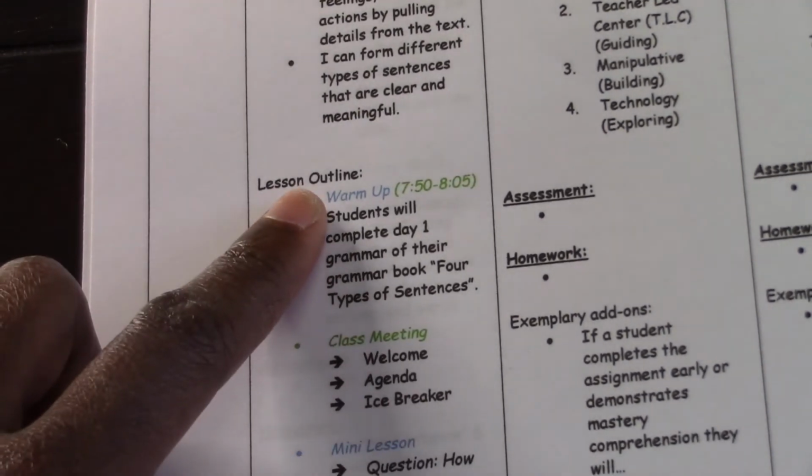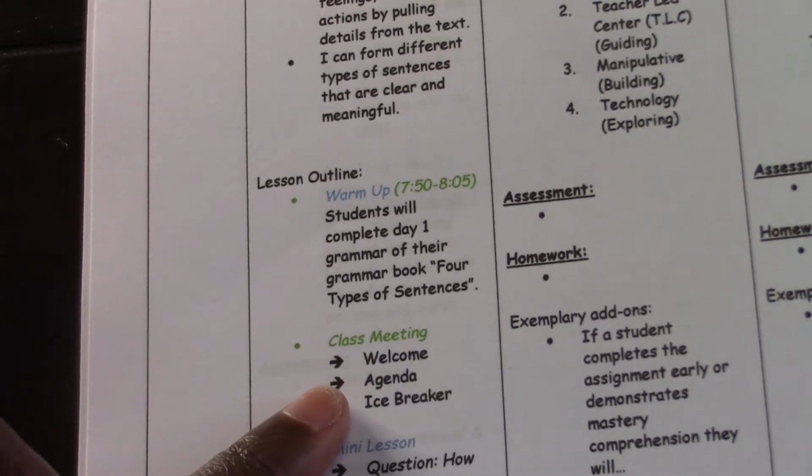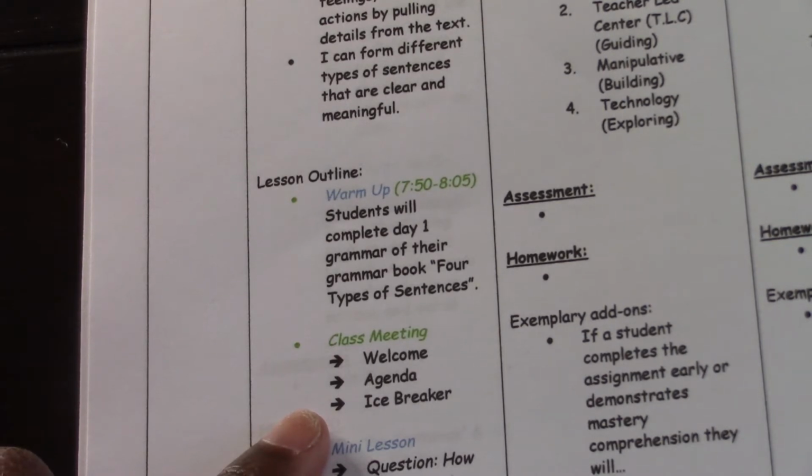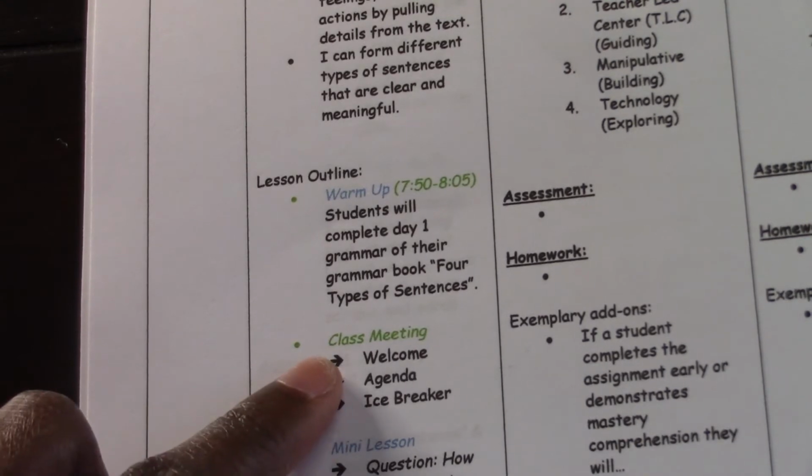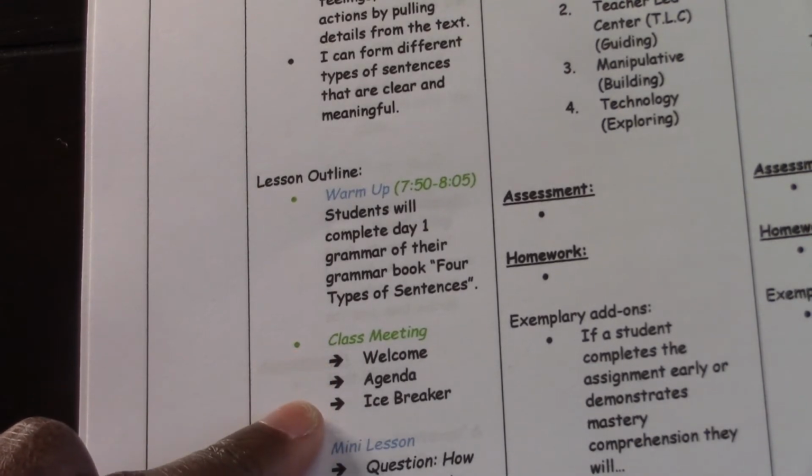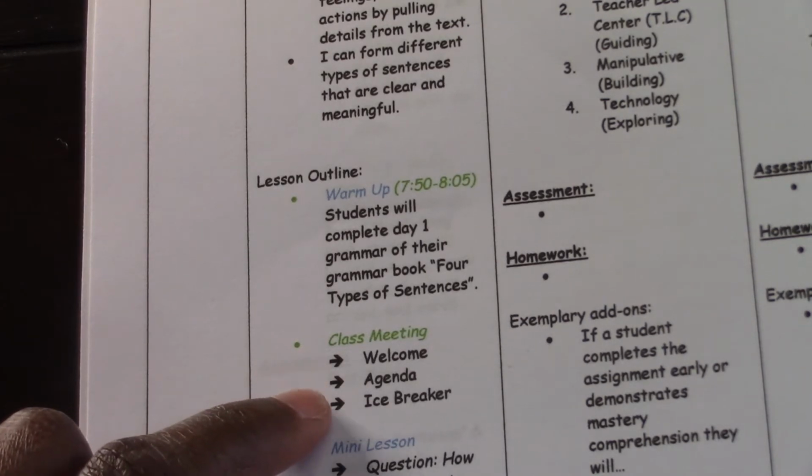Next, transitioning from warm up, we go into our class meeting. I do not call this morning meeting because I'm departmentalized, and I may not have them in the morning. They may come to me in the afternoon, so I just put class meeting. Then I outline what we're going to discuss. I don't write a script, but I do put the things that I want to make sure that I mention and discuss during our time.